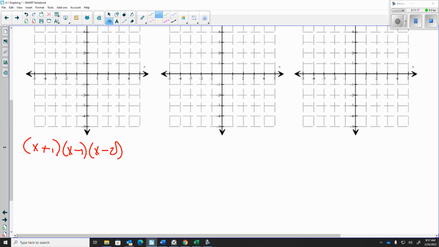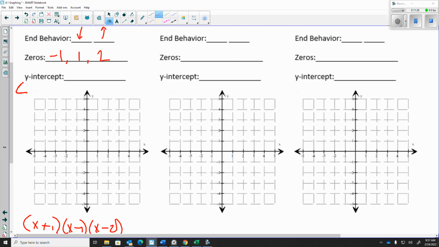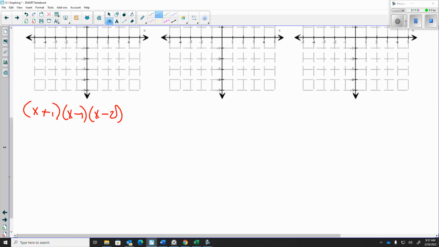Any ideas about how we get the y-intercept? What do you think? Make x 0. To find the y-intercept, just make x equal to 0 in your equation, and then we're going to figure out what this number ends up being, okay? We've got to do parentheses first. So 0 + 1, that's 1. 0 - 1 is -1. And 0 - 2 is -2.